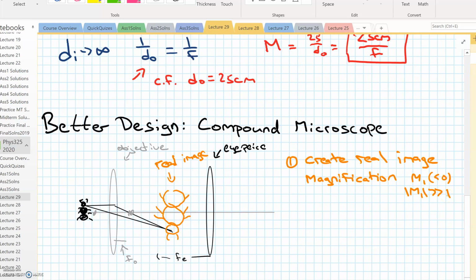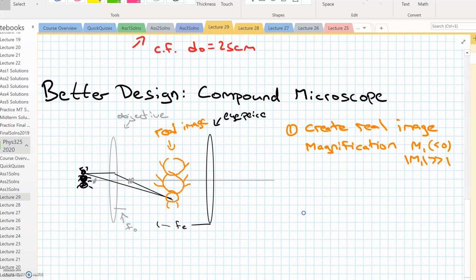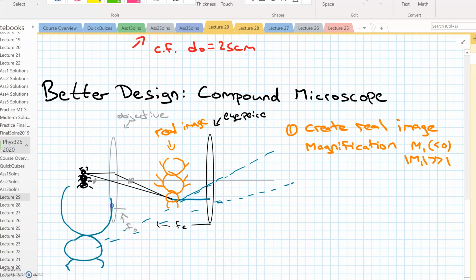It's negative because it's a real image, so it's going to be inverted, and it should be rather big. Now that's similar to our simple magnifier. We're now going to use a simple magnifier to make an image of the image. All right. So now notice that this image is within the focal length of the eyepiece. So we're going to make a virtual image of our image and get a large magnification. And that's how it works.